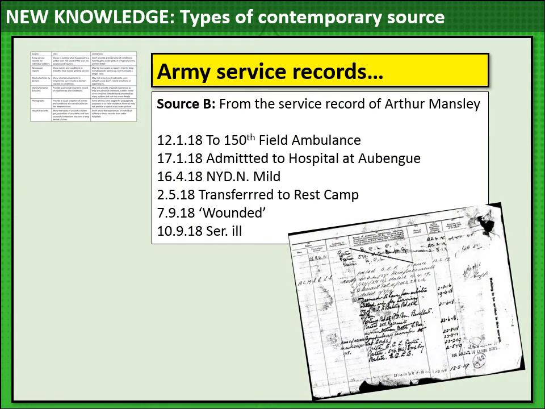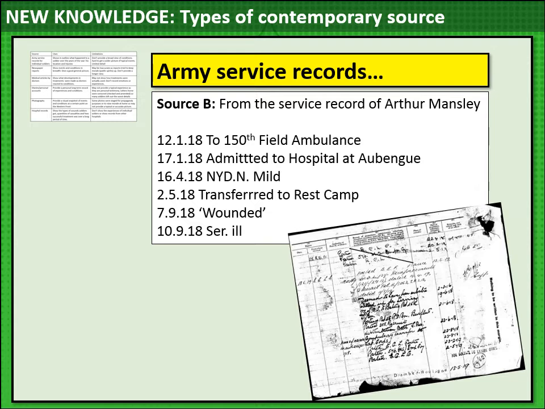Okay, our next type of source in source B is the Army service records of an individual soldier. The image you can see on the screen is an example of a service record. You can see these will just be short, to the point entries about important things that had happened to a soldier. And our example is from one soldier's service record. I've taken just 6 of his more relevant entries.